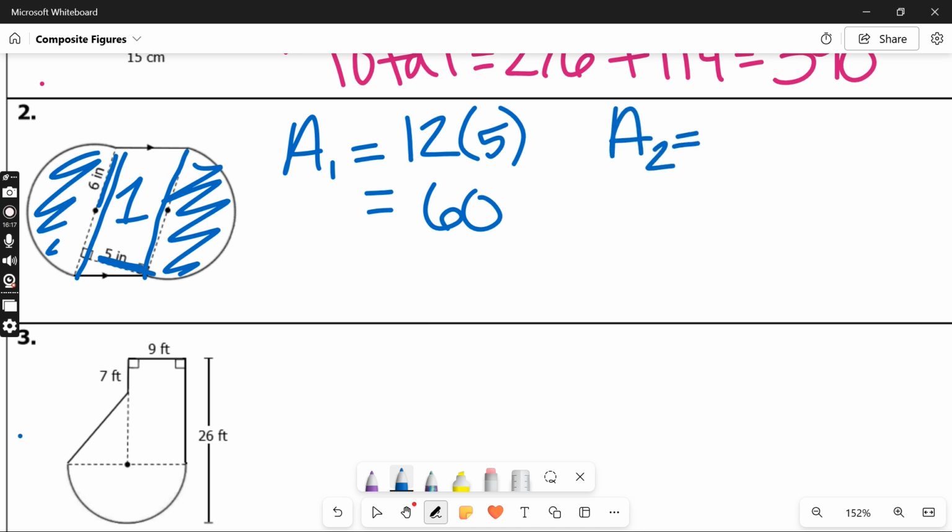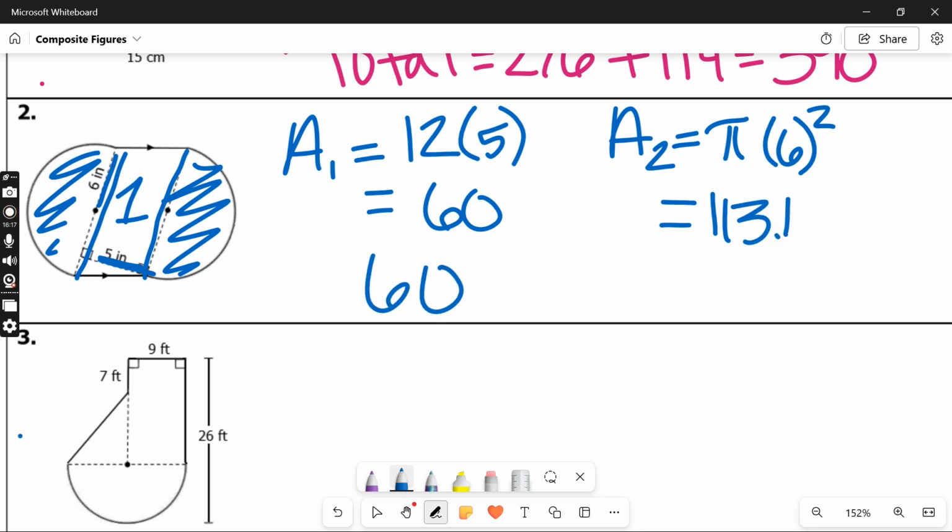And then I'm going to do the area of that circle. So area of a circle is pi times our radius squared. And our radius in this case is 6. Okay, remember you should be using that pi button on your calculator. Okay. So the pi button on your calculator, that would give you an area of 113.1. And then I'm going to add those two together to get my total. So 60 plus 113 is going to be 173.1.